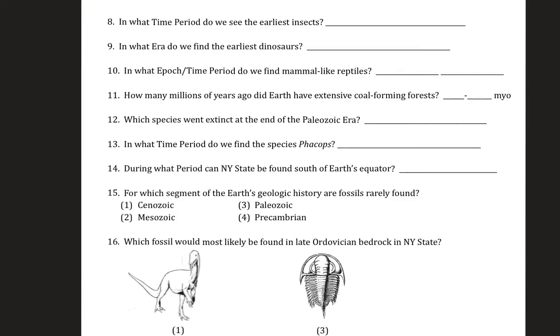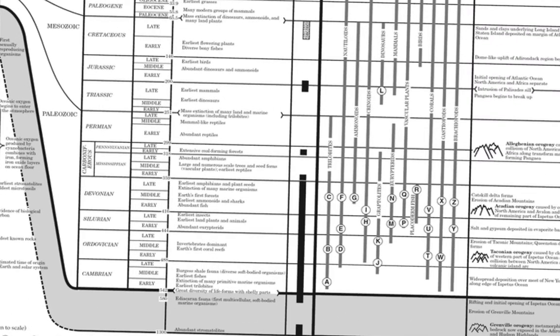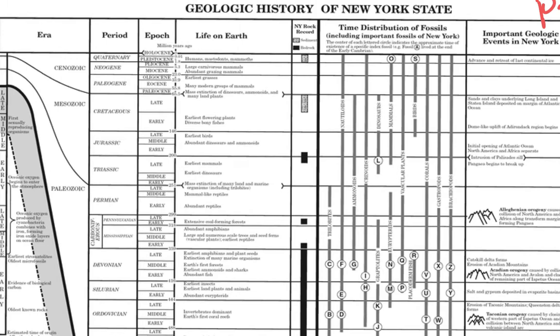Next page. In what time period do we see the earliest insects? So, earliest insects and time period. And for that, I am going to have to go to my trusty Earth Science reference tables. This is pages 8 and 9 in my Earth Science reference tables, my BFF, and I'm going to have to look at the life on Earth column right here.